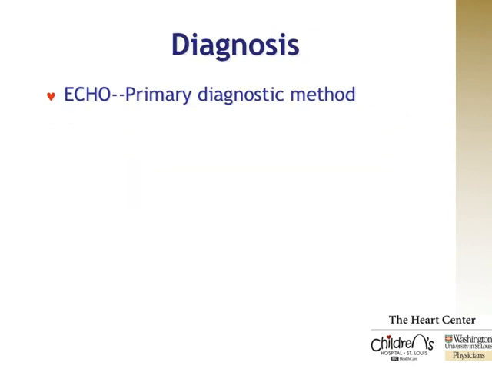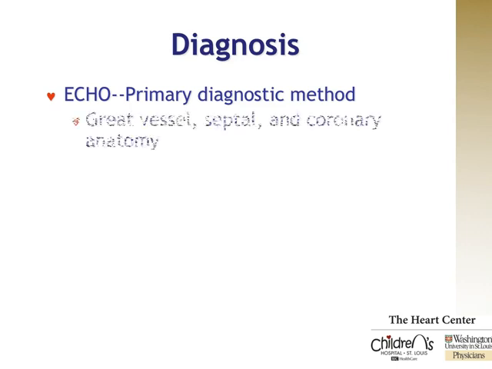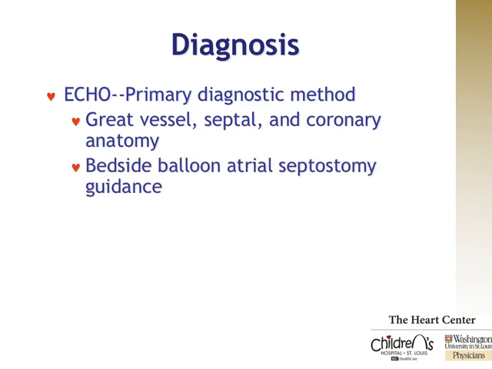And how do we diagnose transposition? Well, echo, as with many of the congenital heart defects we deal with, is the principal diagnostic method for making the diagnosis and also delineating the key anatomy. And typically with transposition, echo is all we need to be able to plan our management moving forward. Now, echo is going to show us the anatomy of the great vessels, which is obviously key to making the diagnosis. And more detail about the anatomy of the great vessels is their relationship to each other.